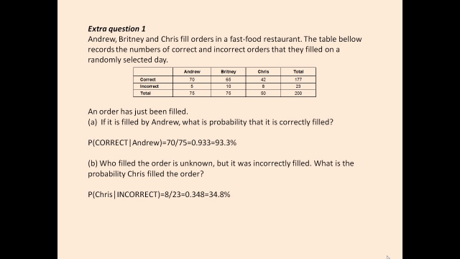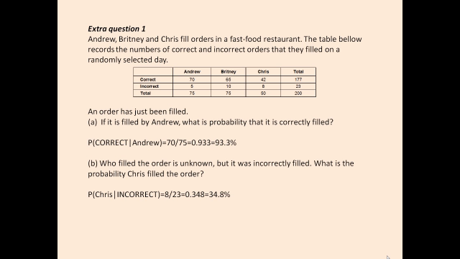Once you're dealing with a conditional probability, you need to say to yourself, well, which is the bit I know, and what is the probability I'm trying to find? Well, I'm trying to find the probability that the order is correct, given that Andrew filled it. So Andrew is my condition, correct is the thing I'm looking for as a probability. So notation-wise, I'm looking for the probability the order was correct, given that Andrew filled it.